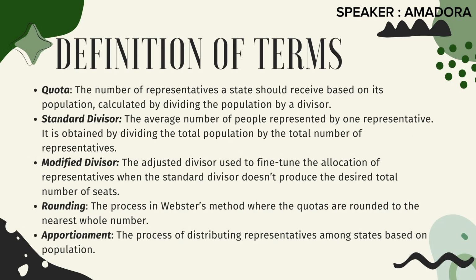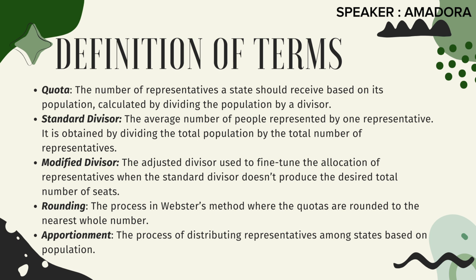Here are the definitions of terms in Webster method. The Webster method is a technique used for apportioning representatives among states based on populations. It aims to provide a fair distribution of seats by using a specific rounding approach. So there are 5 key terms of Webster method.